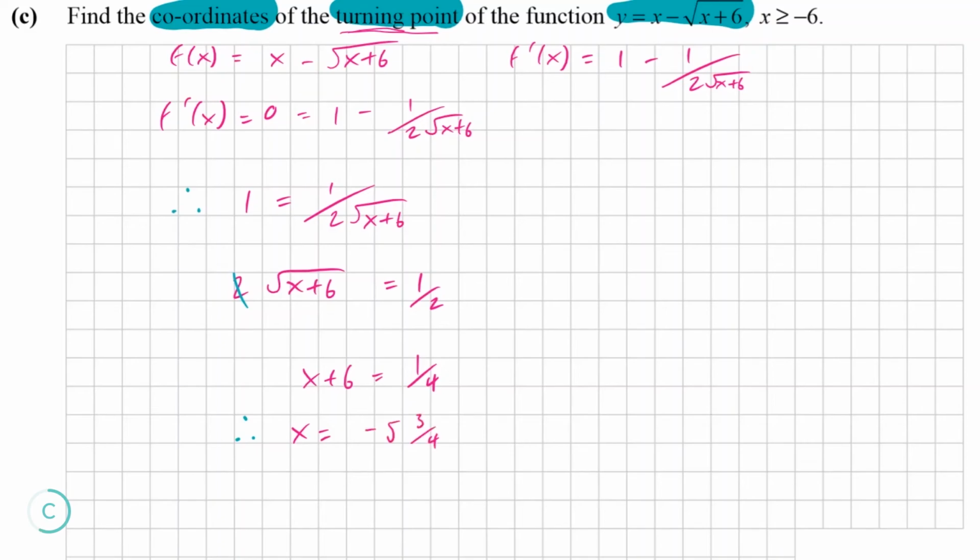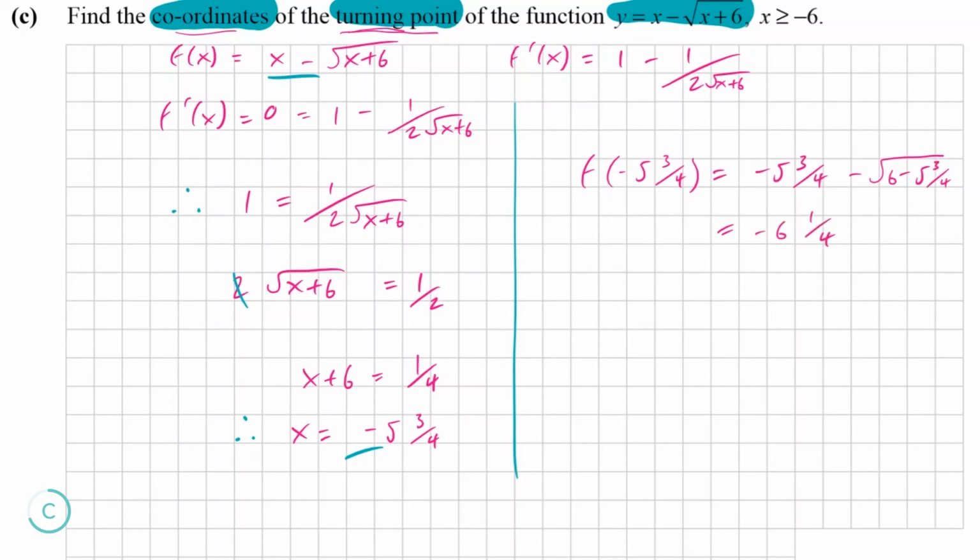So now we find our x coordinate, but the trick here is to find both coordinates, x and y. So we're going to need to plug this x value now back into f of x, which we have up here. So once we plug in minus 5 3/4 where there's an x, after some cancellation, we're left with the answer minus 6 1/4. And that's our y value. So therefore our turning point is going to be minus 5 3/4, minus 6 1/4.